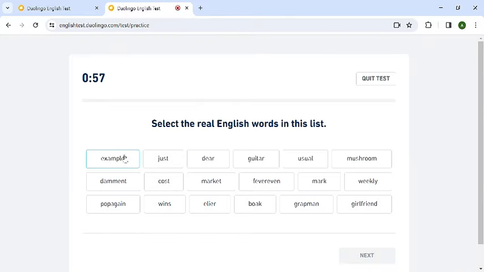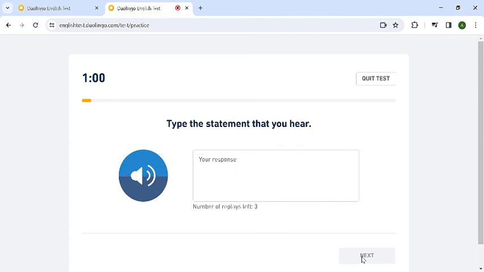Select the English words. Example: just, there, guitar, usual, mushroom, cost, market, mark, weekly, wins, girlfriend, man. I'm not sure. I'll just leave it. There's a defect there. I'm sure I'm going to say there's a defect there.